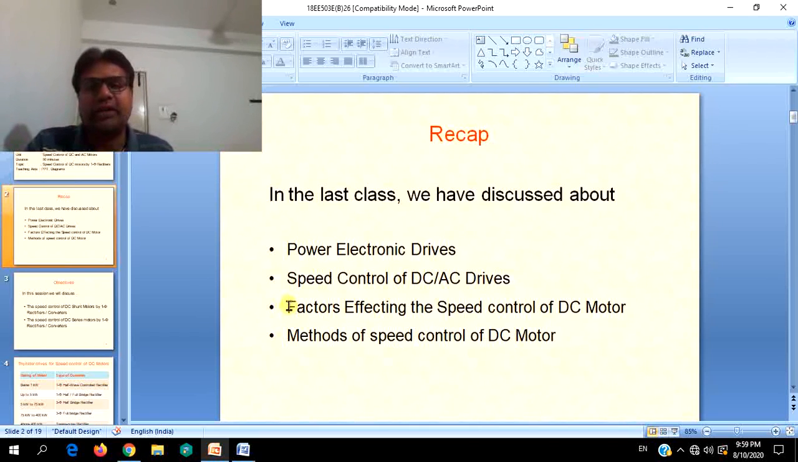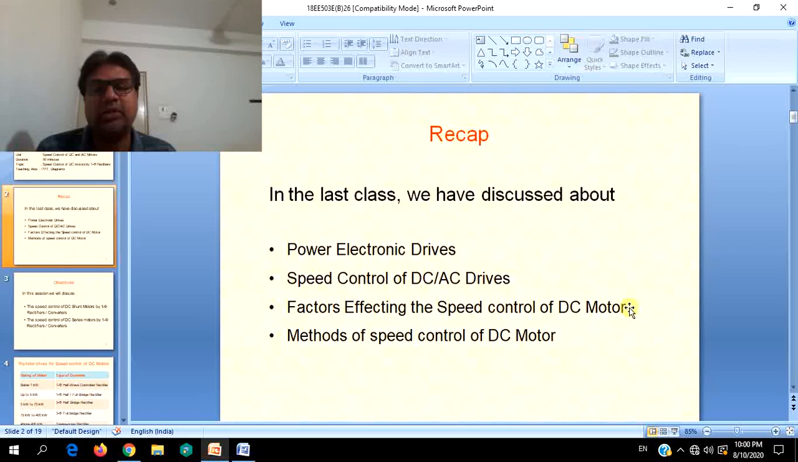respect to the parameters on which the speed of these DC motors depend. It is factors affecting the speed control of DC motor. That is, the speed of DC motors is mainly dependent on the supply voltage, armature voltage applied across the armature, and the field current or field flux. So these are the three parameters on which the speed depends.